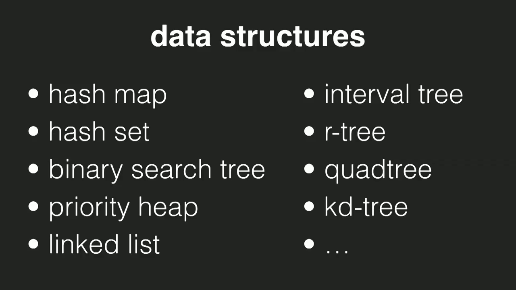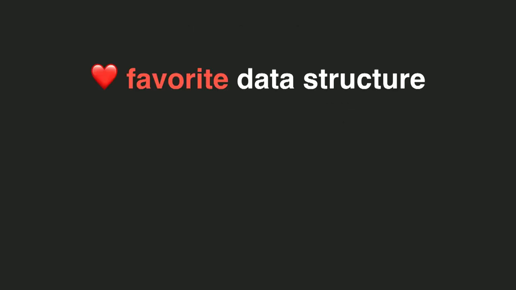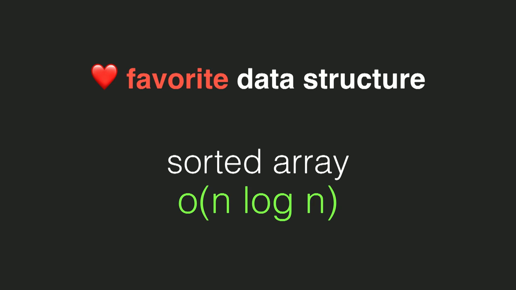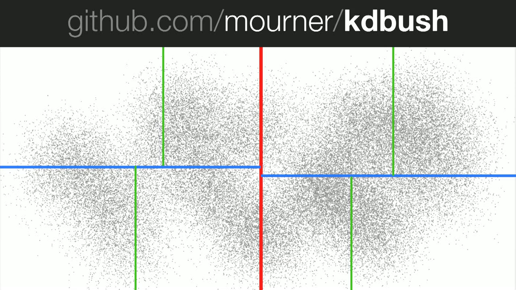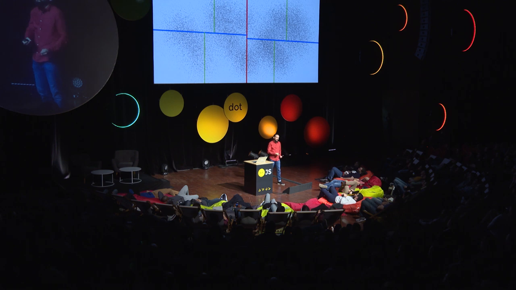And to organize data, you have all kinds of data structures, but it doesn't have to be complicated. Actually, my favorite data structure is just a sorted array. It also organizes your data in a certain way, and you can operate on it much faster if you know what you're doing. So for example, one of my libraries, KDBush, for searching geometric points, is just a fancily sorted array where you sort, taking turns horizontally or vertically, and it allows searching the points instantly, even though it's just an array which was sorted.